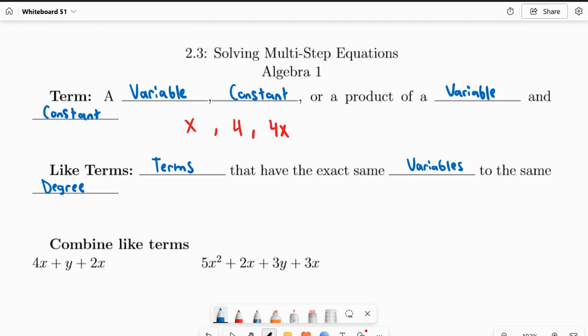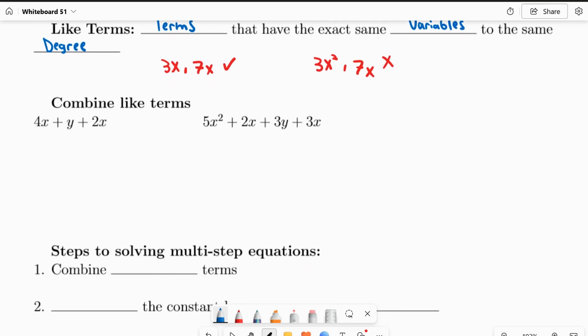So for example, if I had 3x and 7x, those would be like terms. They both have the variable of x, and both of the x's do not have an exponent. But for example, if I had 3x squared and 7x, yes, they still have the same variable, but the degree is different because one is to the second power and one is to the first power. So these would not be like terms.